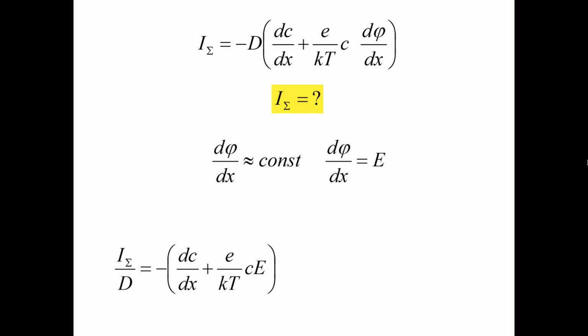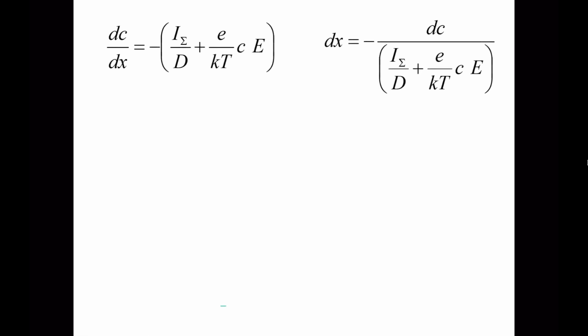So in this case, we can rewrite this formula in the following way. Divide by d, and here we have the same as above, but instead of this one, we have E, the electrical field. On the other hand, we have the formula that describes the gradient of the concentration. So from this one, we are getting this one.